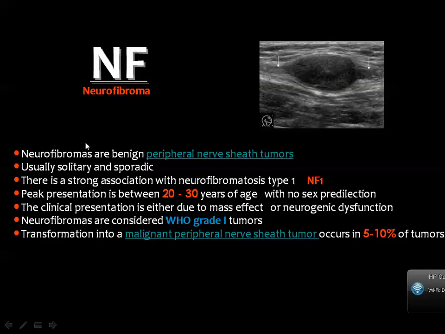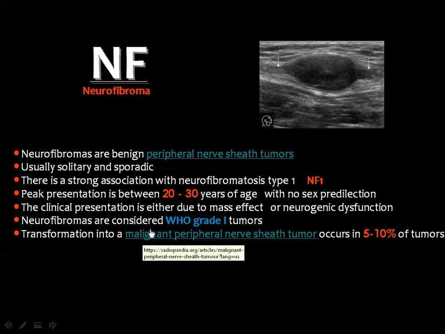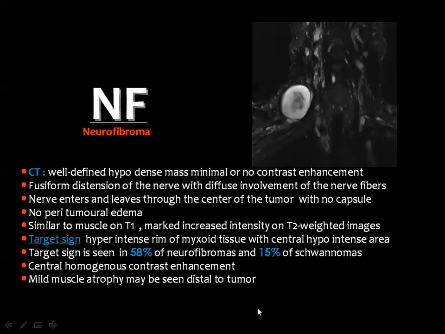It is a tumor of the peripheral nerves, and is usually solitary. Sometimes it can be multiple in the course of the well-known neurofibromatosis type 1. The peak of presentation is between 20 and 30 years of age with no sex predilection. It is also considered by WHO as a grade 1 benign lesion. The transformation into the malignant form occurs in about 5 to 10% of these tumors.